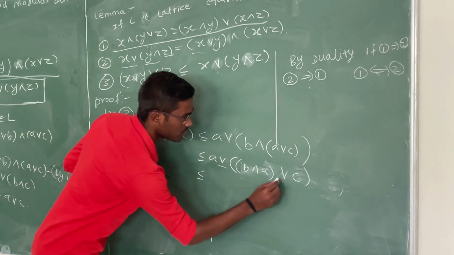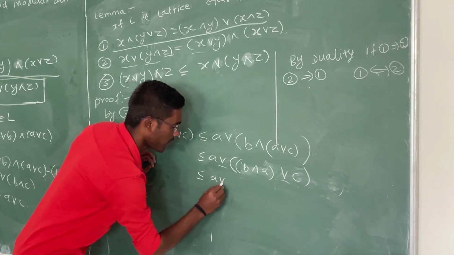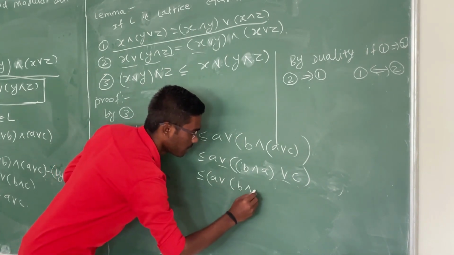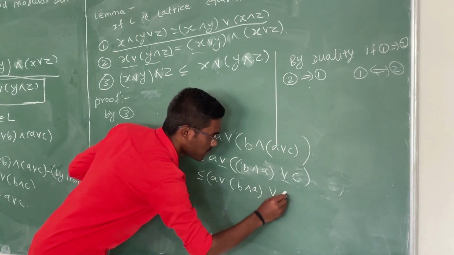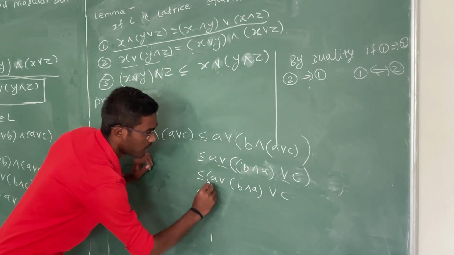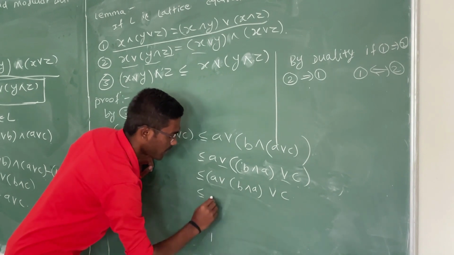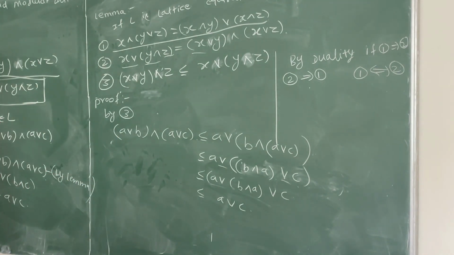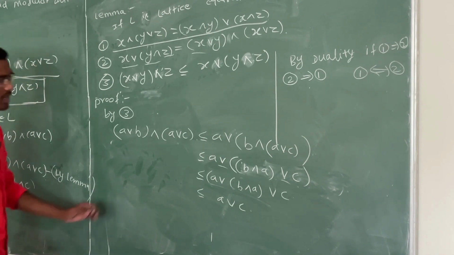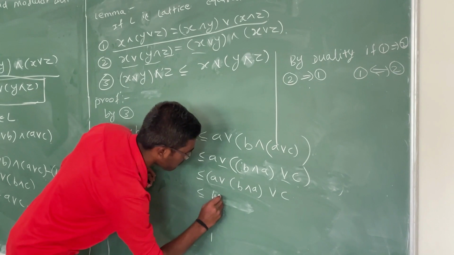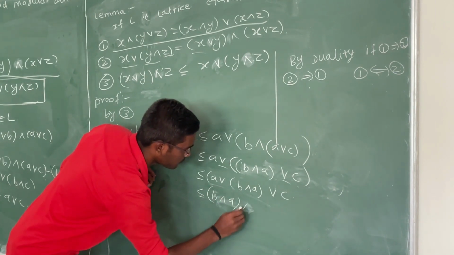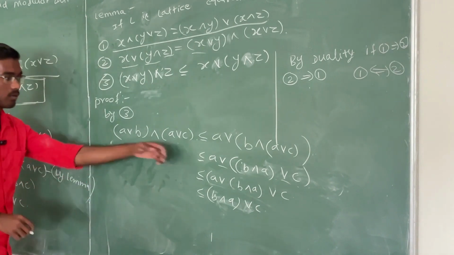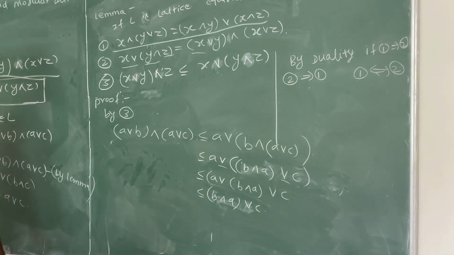Now here is a join. We can interchange the bracket. Therefore A meet B, A join B meet A join C, and then which is less than or equal to, what is the value of this by absorption property? It is A join C. One second, A join. We have got the proof. B meet A, I think B meet A, no? A join C. A join B meet C, we have to prove, right? A join. One second, yeah.